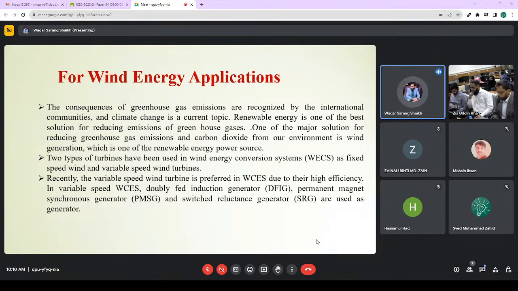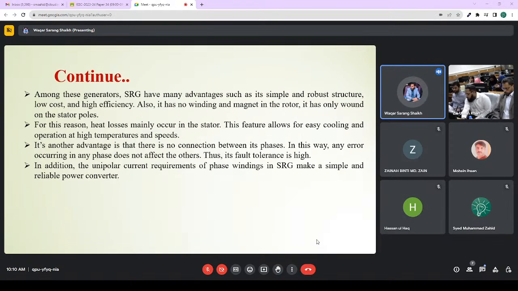Fixed speed wind and variable speed wind turbines. Recently, the variable speed wind turbine is preferred due to its high efficiency in variable speed wind energy conversion systems. Doubly fed induction generator, permanent magnet synchronous generator, and switch reluctance generator are used as generators. Among these generators, the switch reluctance generator has many advantages such as its simple and robust structure, low cost, and high efficiency. Also, it has no windings and magnets in the rotor.